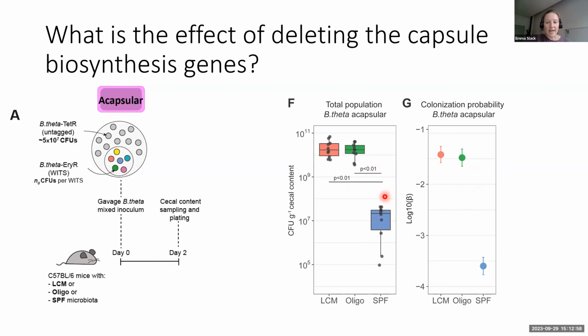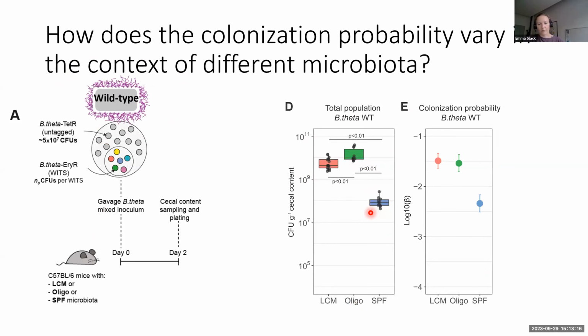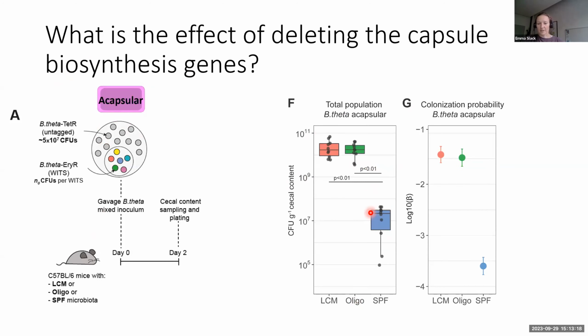Interestingly, if we then went to the acapsular Bacteroides theta, so the Bacteroides lacking this protective sugar coating from its surface, we saw no effect at all on colonization in the gnotobiotic mice, but we saw a big drop in total colonization efficiency in the SPF mice. So this is going from about 10 to the 8 to about 2 times 10 to the 7, maybe a 5-fold drop. And an even bigger drop in the colonization probability. So actually very few of the clones from our inoculum are actually surviving.